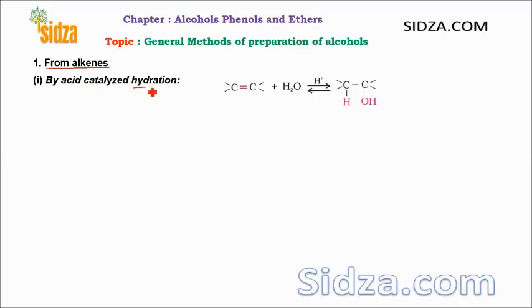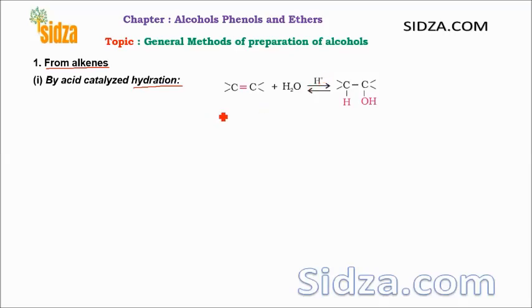Hydration basically means addition of water. So when you add water across a double bond, the double bond breaks, the pi bond breaks, one carbon gets hydrogen, the other one gets OH, and you get the alcohol. Normally the hydration of alkenes is very slow. You can increase the rate of the hydration by adding some acid. So in acidic medium the reaction is quite faster. Here the acid acts as a catalyst.